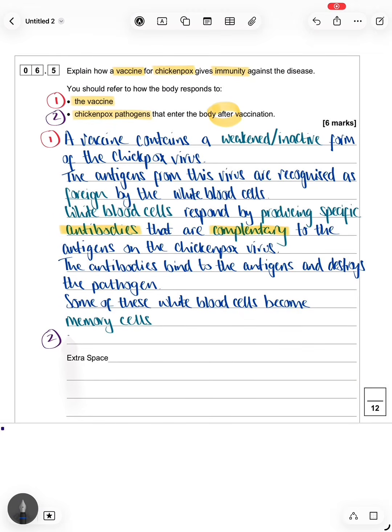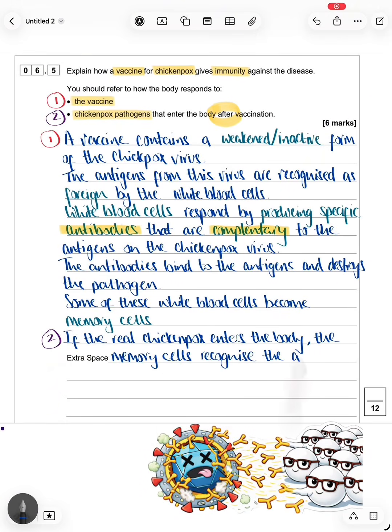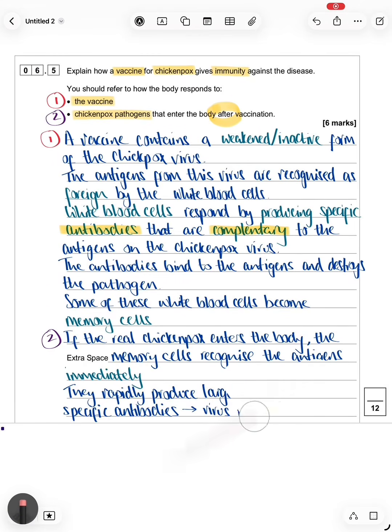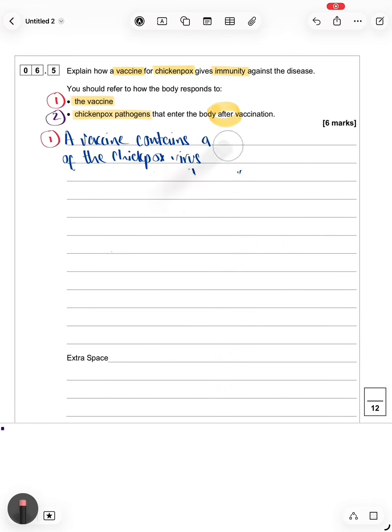The second part of the question is what happens when the chickenpox comes back after the vaccination. If the real chickenpox enters the body, the memory cells recognize the antigens immediately. They rapidly produce large amounts of specific antibodies, and the virus gets destroyed quickly. So these are the things that you need to mention in your answer.